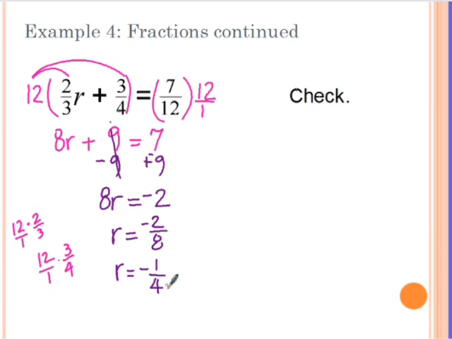Okay. Not going to take the time right now in the video to check the answer. If you don't believe me that it's right, you can go ahead and do it on your calculator. It does work, I promise.